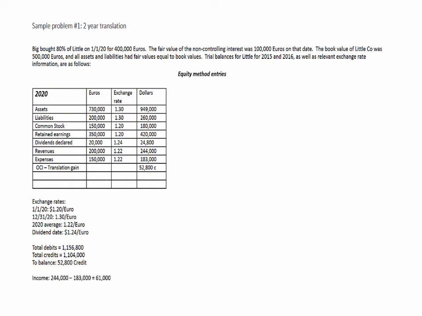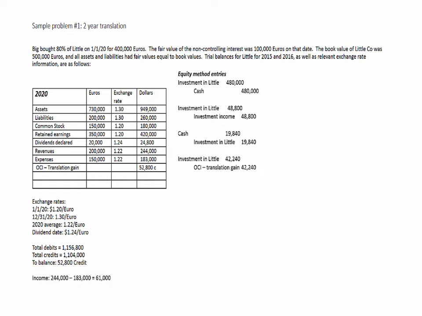So our equity method entries. First, our acquisition. We're going to go ahead and purchase 80% of their stock for 400,000 euros, $480,000. Income, our share, 80% of the reported earnings of $61,000 is $48,800. Dividends, our 80% of the $24,800 in cash dividends is $19,840. And then other comprehensive income, our share of the $52,800 translation gain is $42,240. So we're going to go ahead and show a translation gain on the parent's income statement of $42,240.